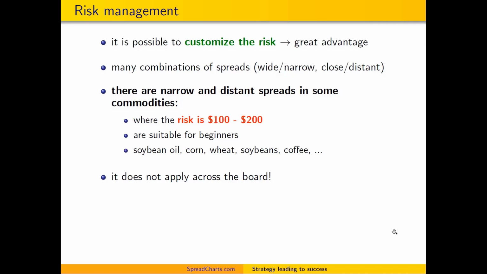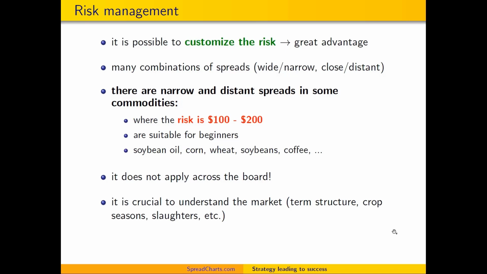But it is absolutely critical to understand things like term structure, crop seasons, slaughters, etc. Basically, the things we explain through this workshop. The truth is not all the spreads have low risk. If you assemble the spread incorrectly, you can end up with a risk of thousands of dollars even in grains. This is usually the case with wider spreads across two different crops. On the other hand, if you understand the spreads, commodity trading can be much more pleasant.